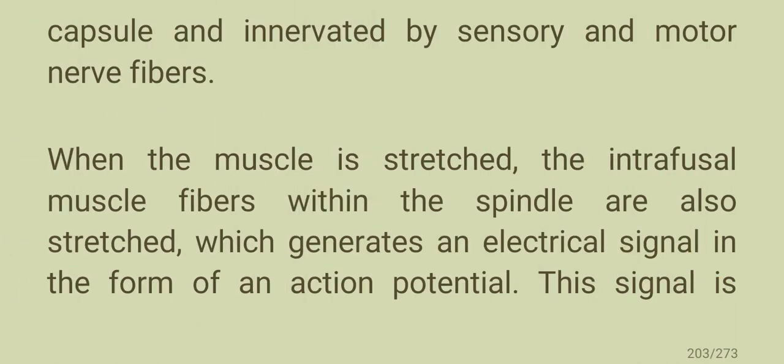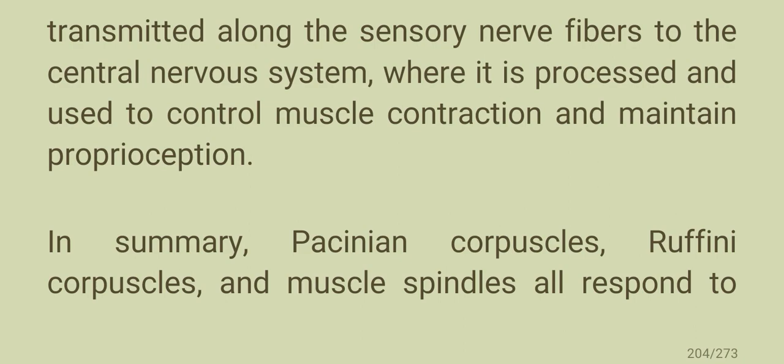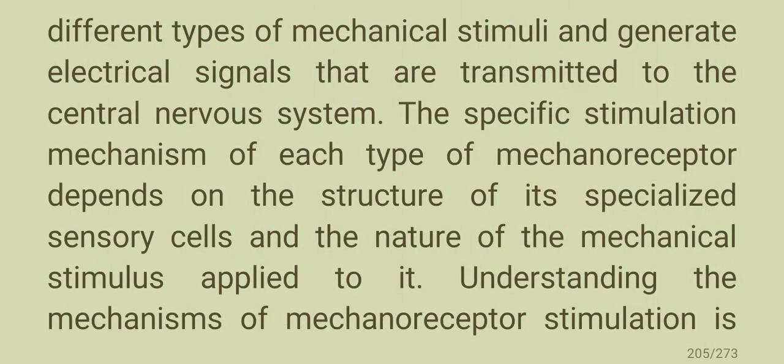When the muscle is stretched, the intrafusal muscle fibers within the spindle are also stretched, which generates an electrical signal in the form of an action potential. The signal is transmitted along the sensory nerve fibers to the central nervous system, where it is processed and used to control muscle contraction and maintain proprioception. So that's all about this topic.